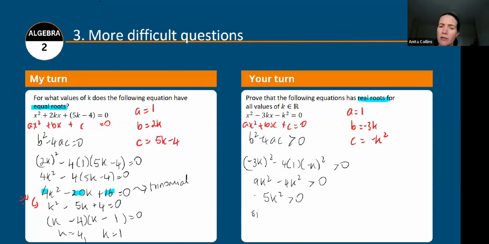Now, what we can do here is say that since k squared is positive for all values of k, because you think of any number, positive, negative, fraction, decimal, it doesn't matter, and square it, you're going to get a positive number. And you take a positive number and multiply it by 5, which is another positive number, you're going to get a positive number. And that's it proven. Since k squared is greater than 0 for all values of k, then 5k squared is also greater than 0. That's it done.